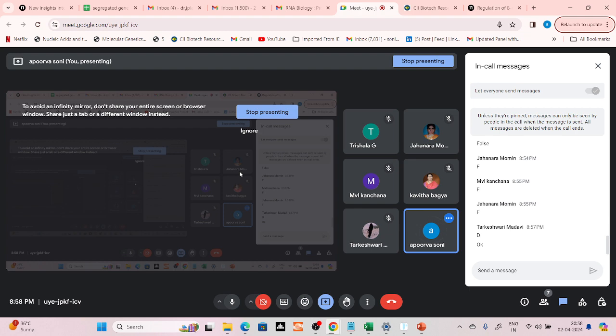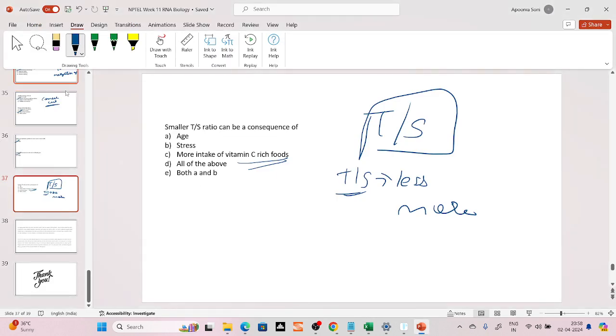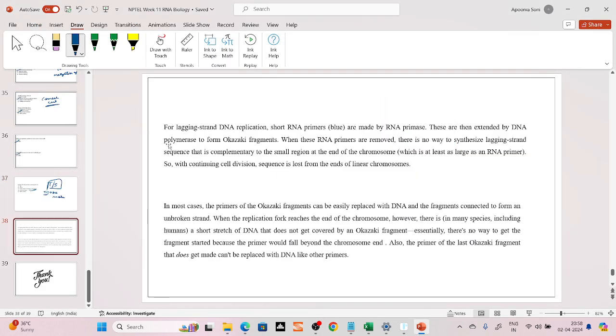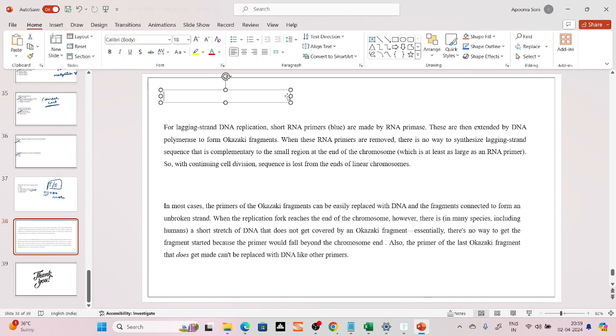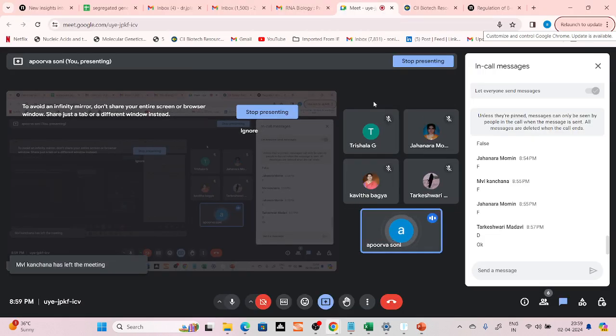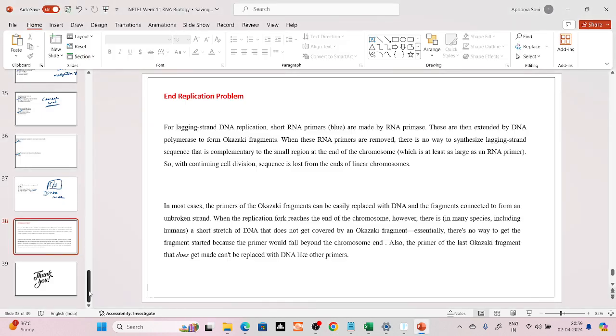Okay, fine. This is just something I have included. If you want to go through it, you can go through this end replication problem. I'll just write it here so that if you're going through the slides, at least you know what this is. It is a little more detailed description about the end replication problem. Otherwise, I have already explained this.